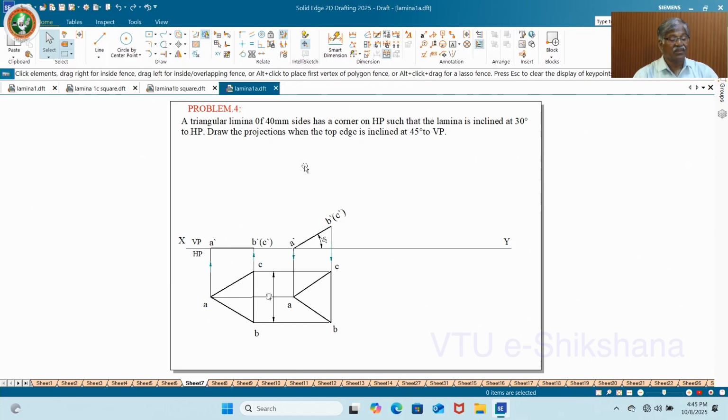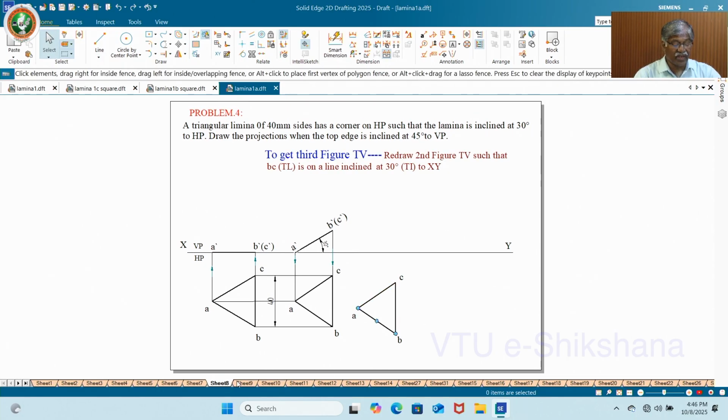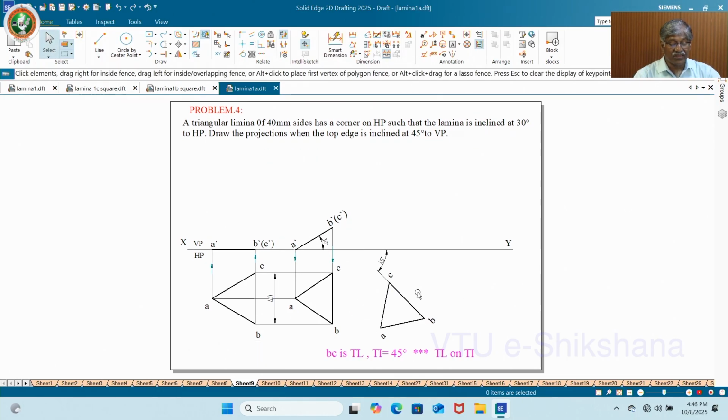Okay, so next you try to move and rotate. See, you have to rotate this. Already I have shown you how to rotate this. You can also do that job. You need not fix 45 first and then rotate. It's a cumbersome job. Directly you can do it. I will repeat if you want.